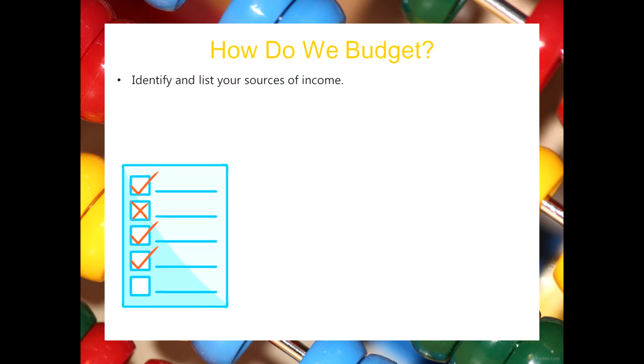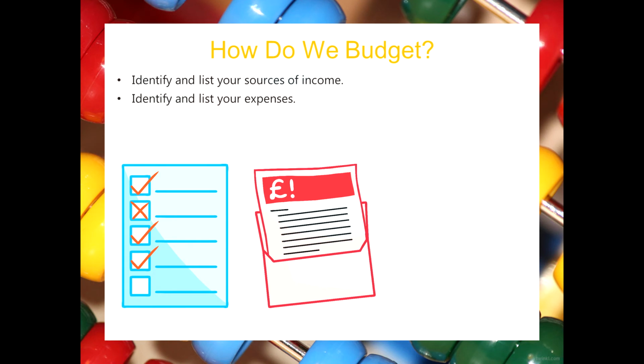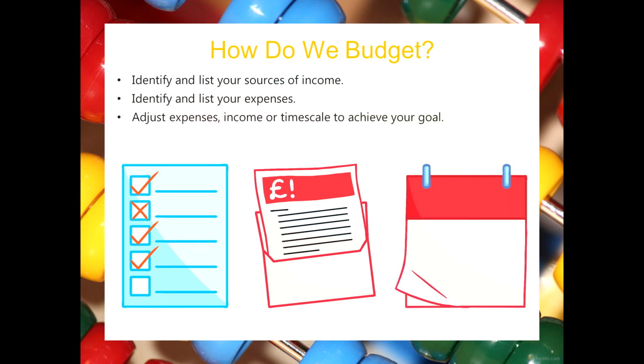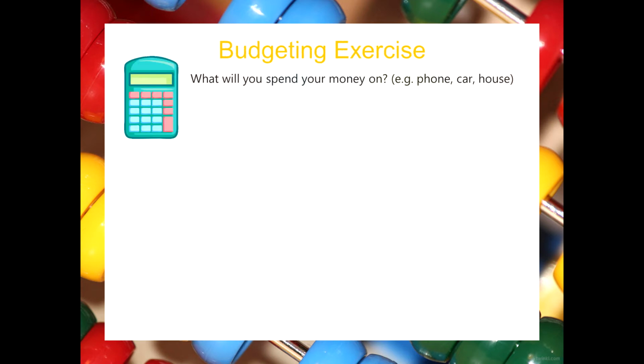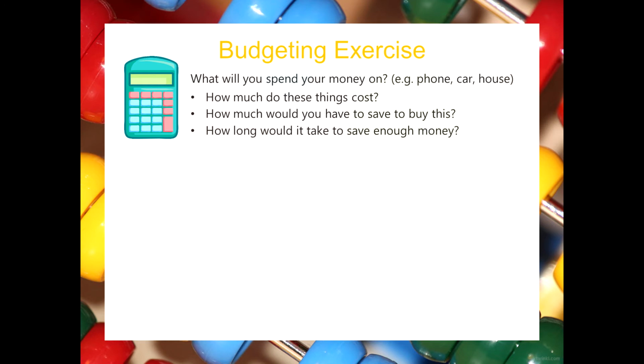The way of the budget is identifying and listing our sources of income, so that's money we've got coming in, identifying and listing your expenses, and adjusting expenses, income or time scale to achieve your goal. In other words, what is it you want to buy? So a couple of wee things to think about. What is it you actually spend money on? What do they cost? How much would you have to save to buy it, and how long would it take you to save up enough money?